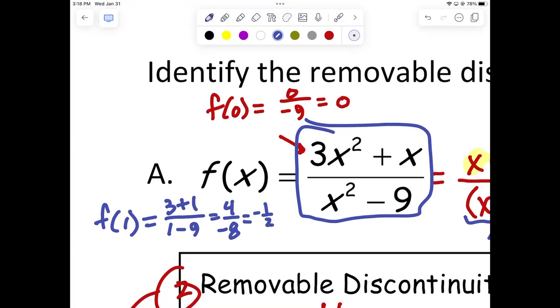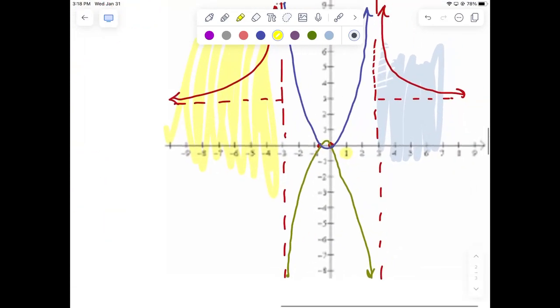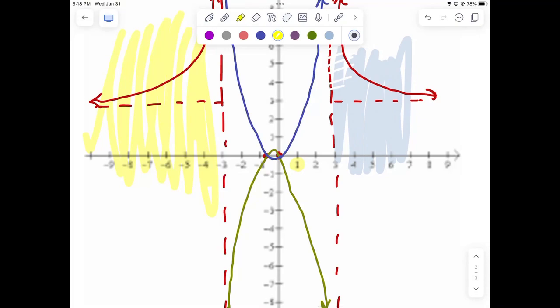Now, what is important about that number? The fact that it is a fraction, the fact that it's negative, or the fact that it's blue? The fact that it's negative. Very good. That's a negative number. So if I come over here at 1, it has to be a negative number. So which one does it have to be, the blue or the green? It has to be the green. It has to be the green.